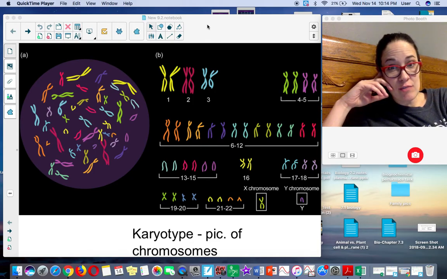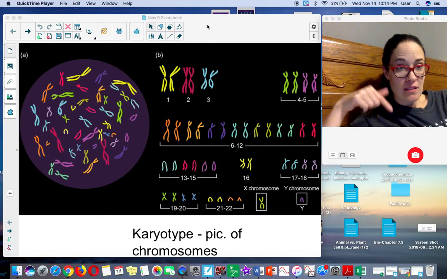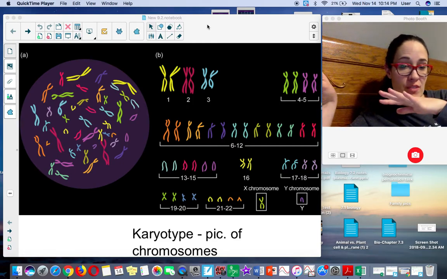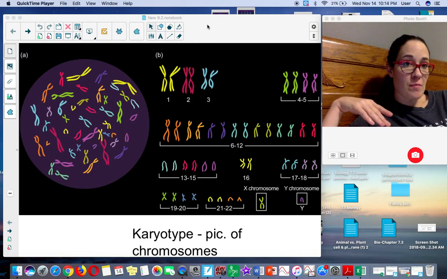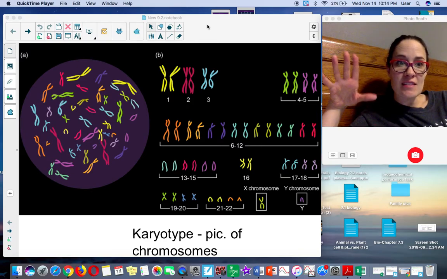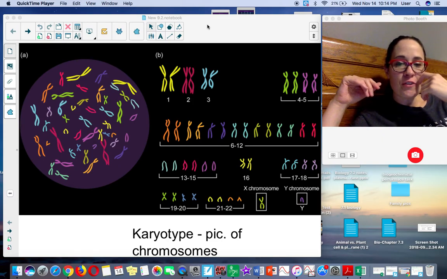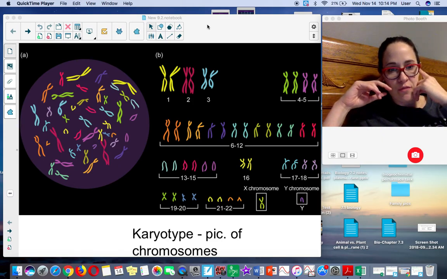All right, so this is for 9.2 for biology. Picking up on cell reproduction, we talked about the cell cycle. Now we're going to talk about the details of mitosis, interphase, and cytokinesis. So this first picture, I threw this one in because it's just beautiful.